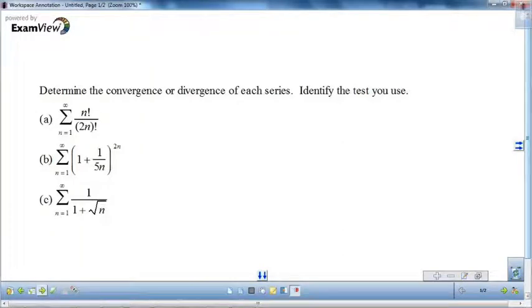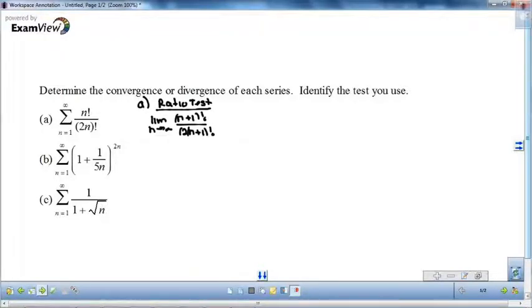So we need to determine whether each series converges or diverges. Let's look at the very first one. When I'm at a loss as to which test to use, I always have two that I try first: the nth term test and the ratio test. In this case, I'm going to use the ratio test.